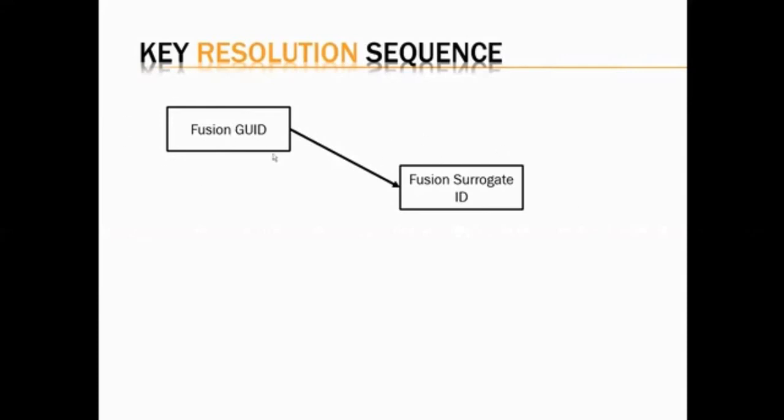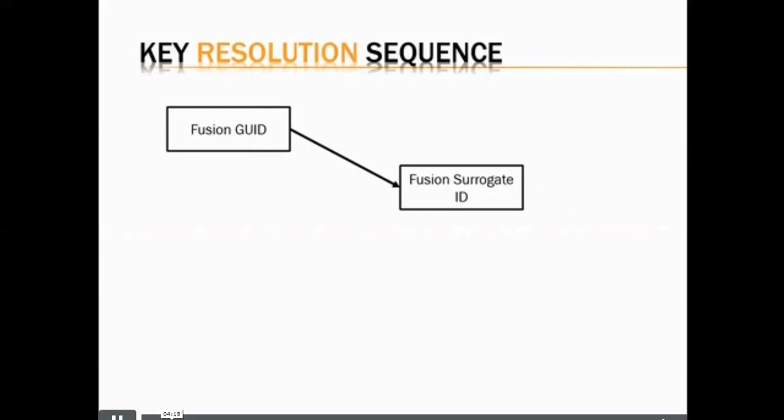So once the system looks at the Fusion GUID first, if the GUID is not found, it will look for the Fusion surrogate ID. Once the surrogate ID is found, apart from the unique identification of the business object, it will be stored in the base table of the business object. Number two, it will also be stored in the HRC integration key map table along with the GUID, with the GUID, surrogate ID, and the object name. Okay, that is surrogate ID.